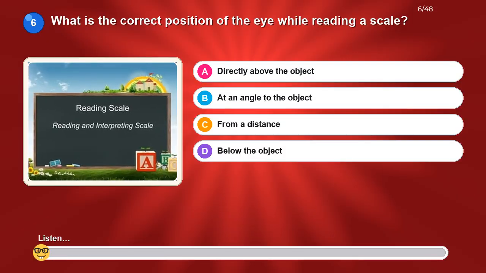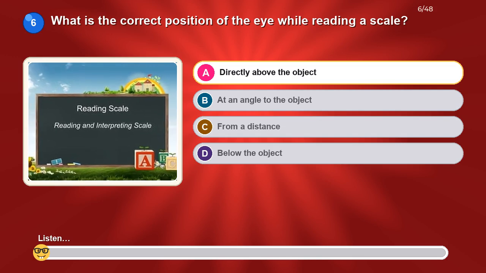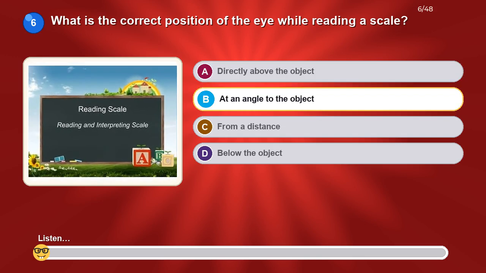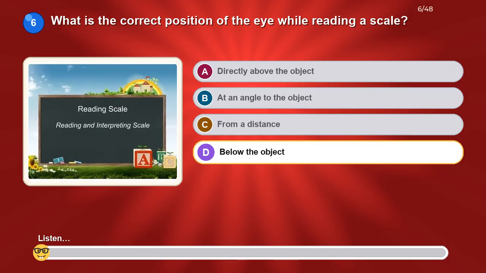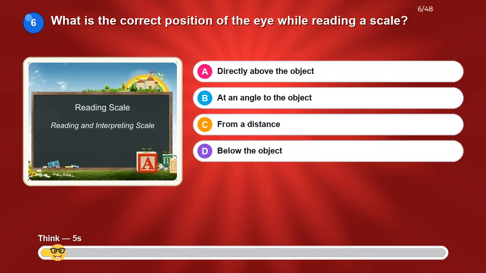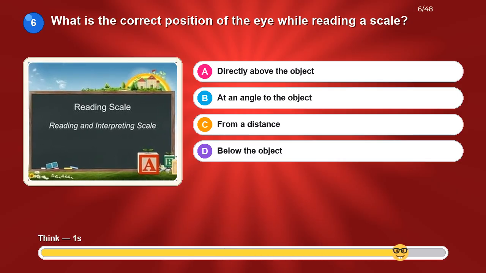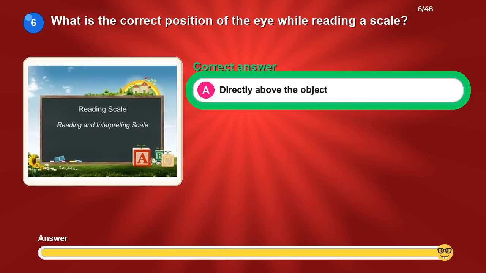What is the correct position of the eye while reading a scale? Option A, directly above the object. Option B, at an angle to the object. Option C, from a distance. Option D, below the object. The correct answer is directly above the object.